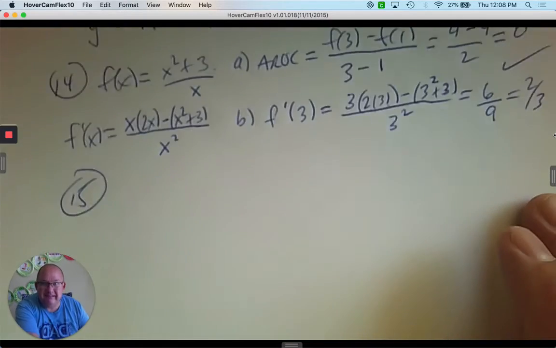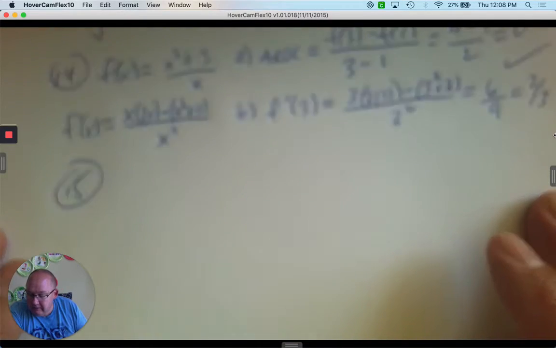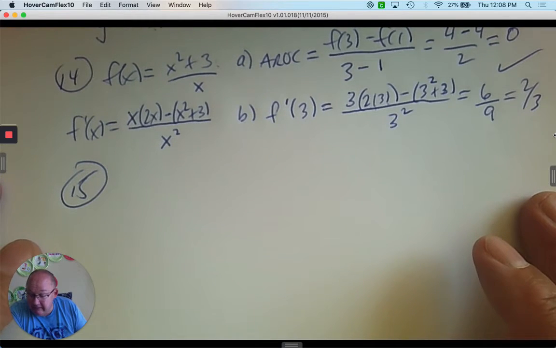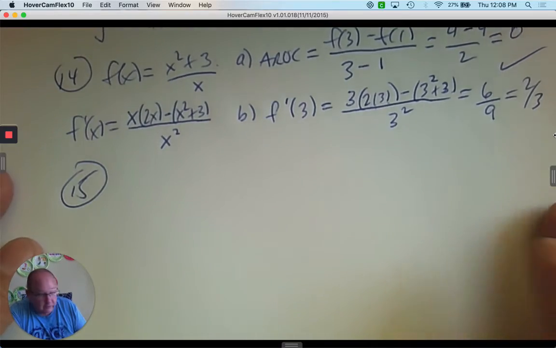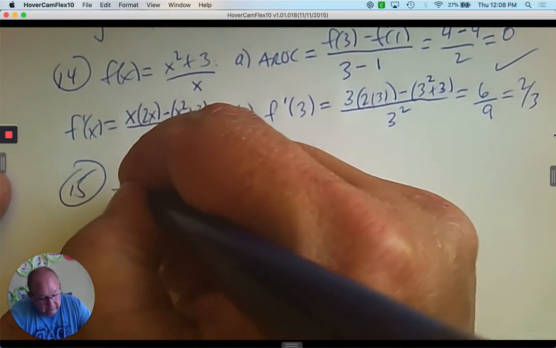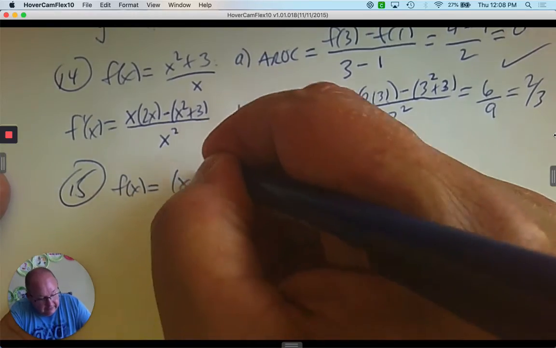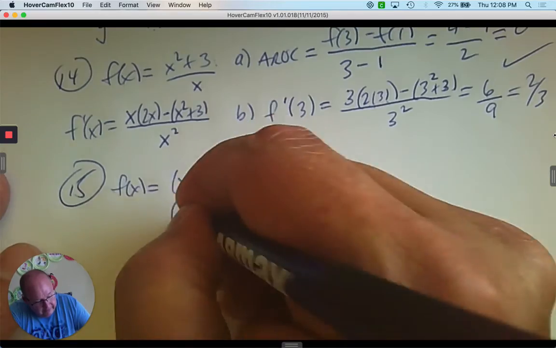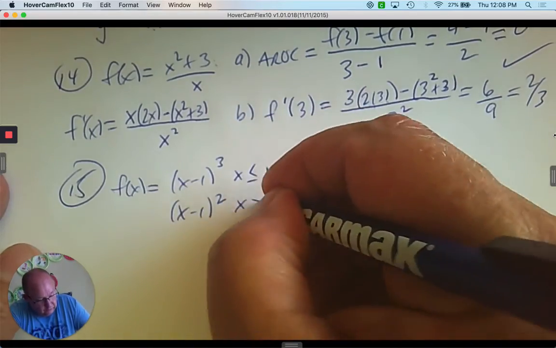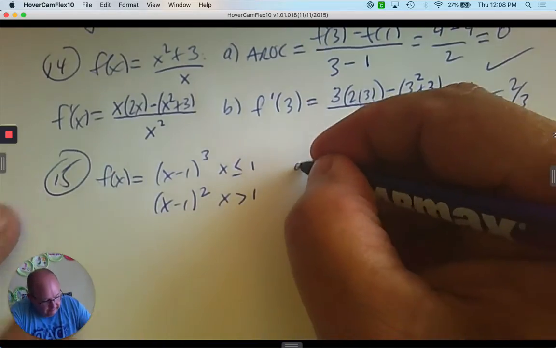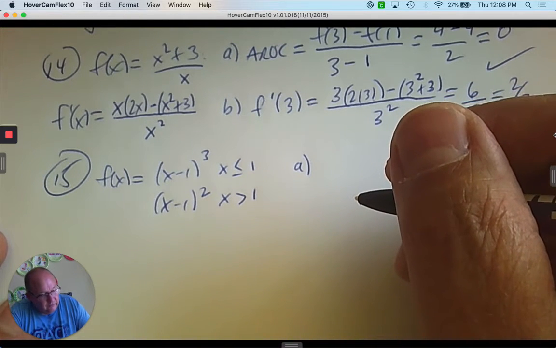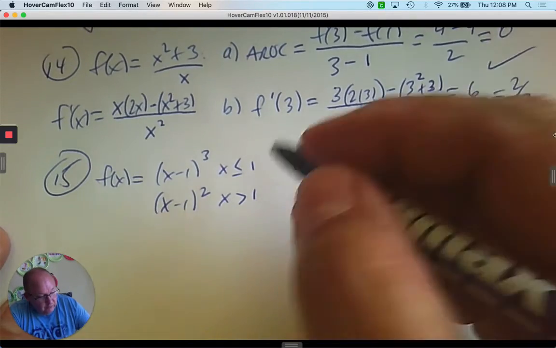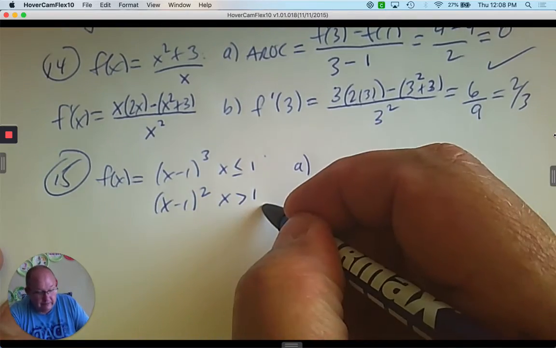Number 15. Number 15 says, what is the derivative from the left, from the right, and is the function differentiable at x equals 1? So for 15, you're given a piecewise: x subtract 1 cubed when x is less than or equal to 1, x subtract 1 squared when x is greater than 1. So let's just go each step at a time. Part A is, what's the derivative from the right and then from the left at 1? The top part is from the left, the bottom part is from the right.